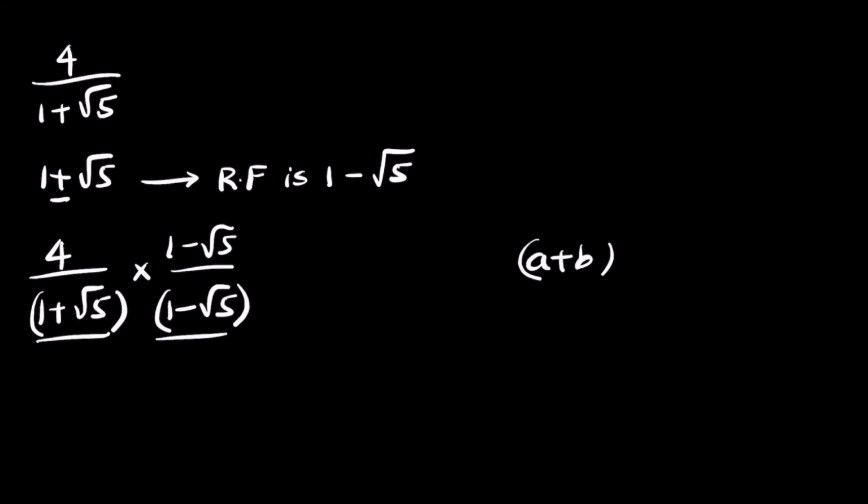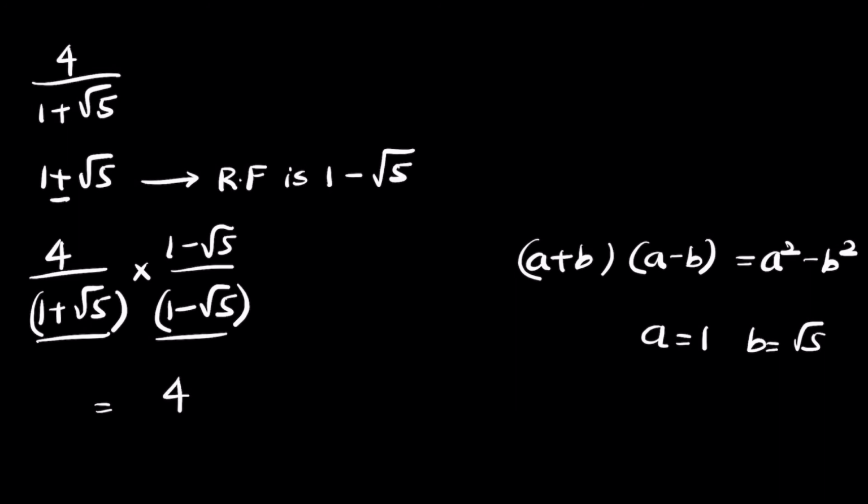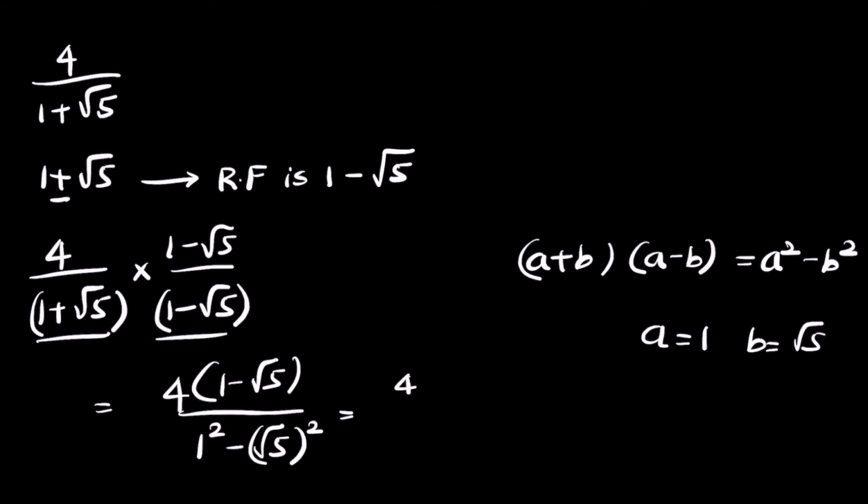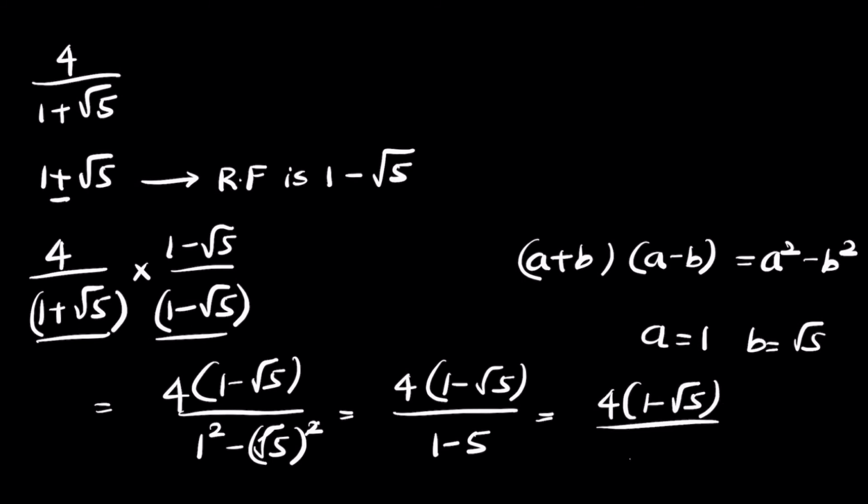So we know that (a plus b) into (a minus b) becomes a square minus b square. Notice that here a is 1, b is root 5. So it becomes 4 times (1 minus root 5) divided by 1 square minus root 5 square. So the roots square and root get cancelled, so you get 1 minus 5. So you get 4 times (1 minus root 5) divided by minus 4.